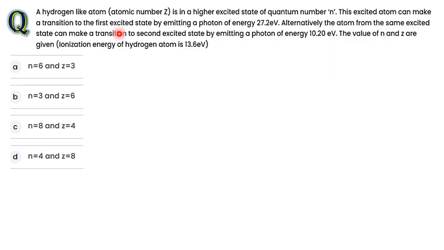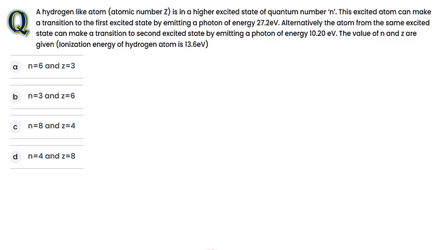Alternatively, the atom from the same excited state can make a transition to the second excited state by emitting a photon. The first excited state emits a photon with energy value 27.2, and for the second excited state they have given the energy value 10.2. From this, the values of n and Z are to be found. They have given the atomic number and the state from which the electron moves, and we have to find the n number and the Z value.